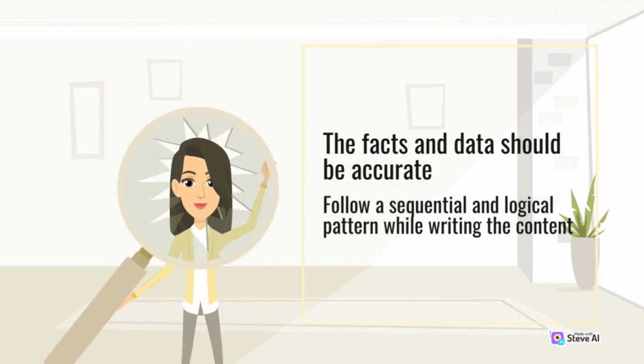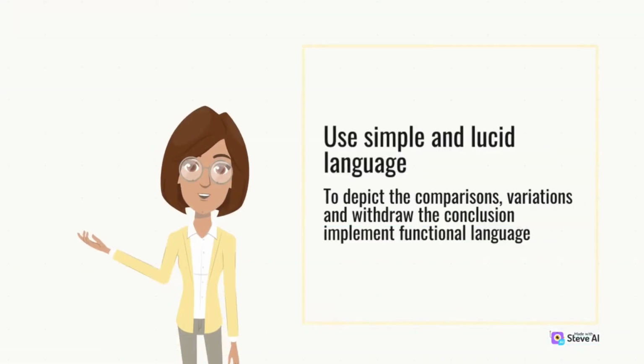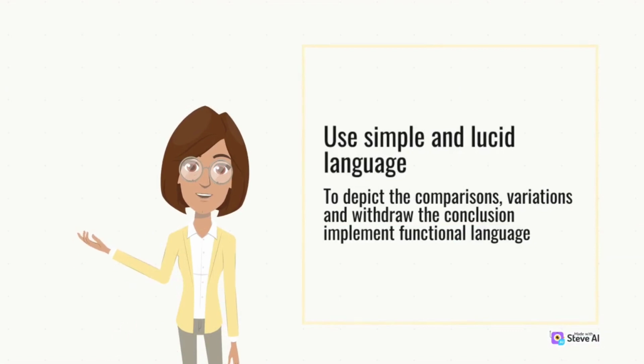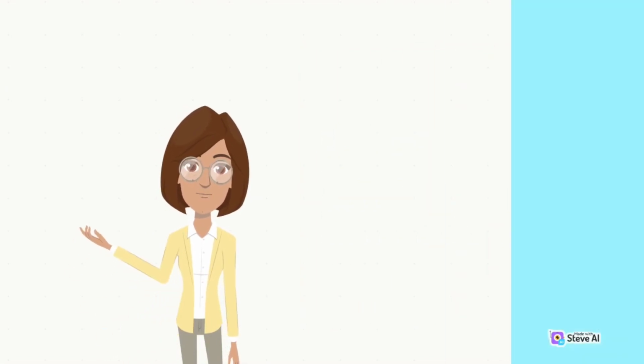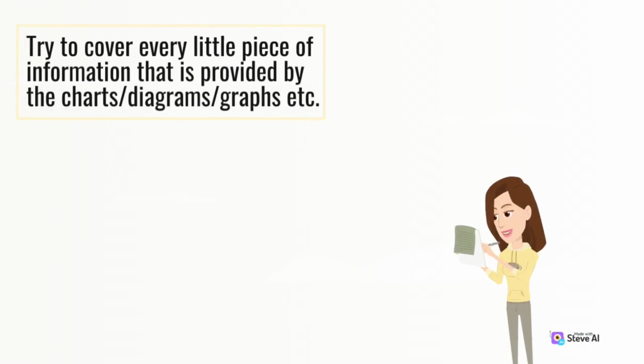Follow a sequential and logical pattern while writing the content. Use simple and lucid language to depict the comparisons, variations, and draw the conclusion. Implement functional language. Do proofread to avoid any grammatical and structural errors. Present the factual information in the best possible manner. Try to cover every little piece of information that is provided by the charts, diagrams, graphs, etc.